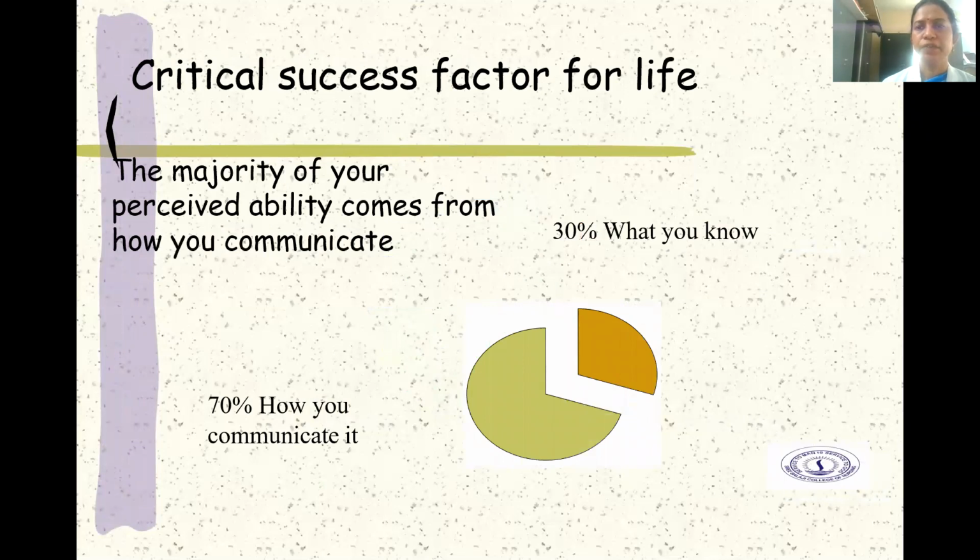Critical success factor for life. For every life to happen, we need communication. And when there is communication, we can do many things in life. Only thing is we should have a quality of communication with a good communication skill. The majority of your perceived ability comes from how you communicate. And this can be divided into two. The major part of it is how you communicate it, and 30% is what you know.